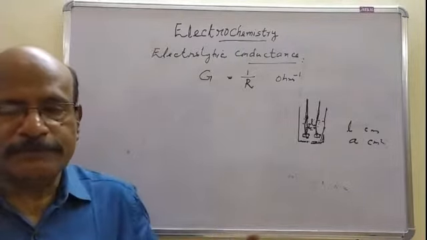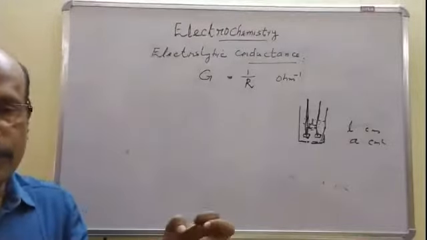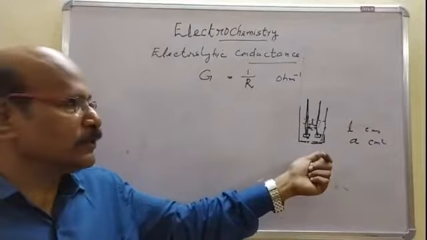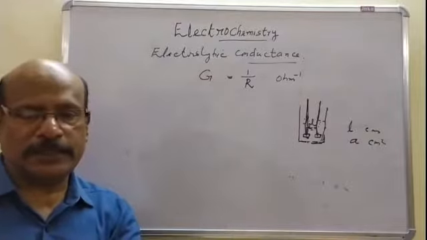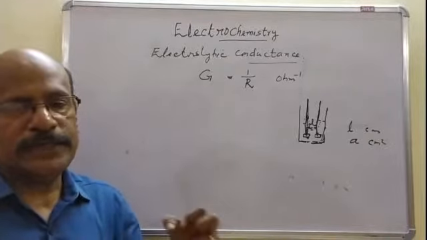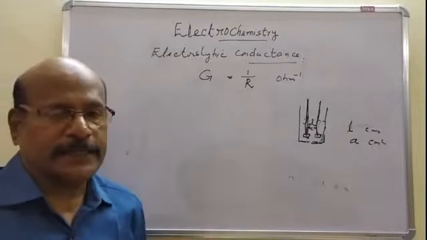Okay, it arises from the migration of all the ions, positive ions and negative ions, furnished by the electrolytic column of the solution at a particular concentration. So the conductivity of an electrolyte arises due to the migration of the free ions presented by the electrolytic solution. That is why it is called ionic conductance.